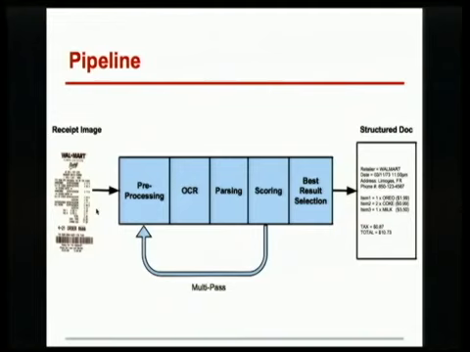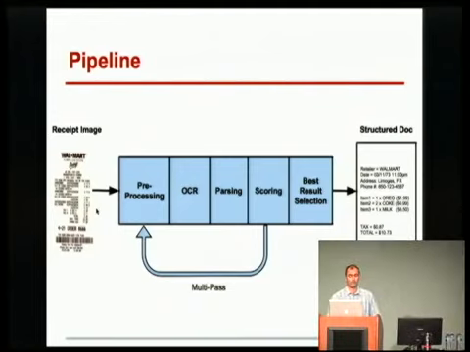And then what we do is we score our output, because what we found out is it's actually really difficult to come up with a set of parameters that are going to work well on all your receipts. So we basically run a multipass algorithm. We run through this pipeline multiple times with different configurations, and at the end, we score, and we keep the best result. And so the output is a structured document, where we extract the retailer, the date, address, and then what items we bought, sales tax, total, and so on and so forth.